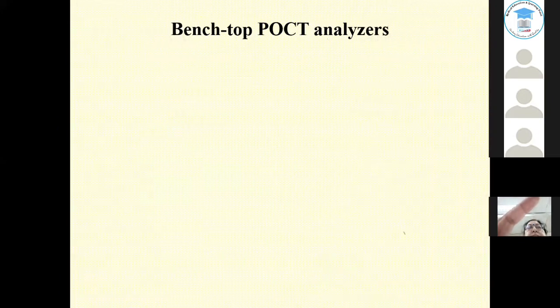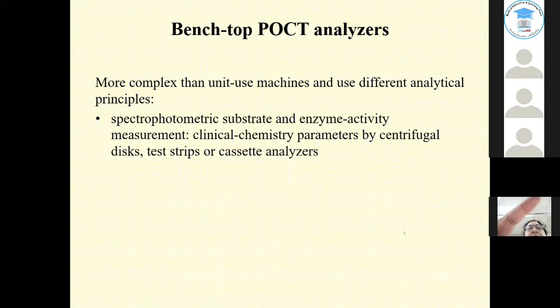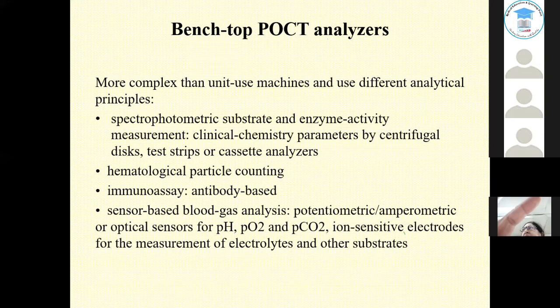Next is the benchtop analyzer. It's more complex than unit-use machines, and they use different analytical principles: spectrophotometric substrate and enzyme activity measurement, particularly for clinical chemistry parameters, particle counting for hematology, immunoassay for antibody-based tests, and sensor-based blood gas analysis by potentiometric or amperometric measurements or by optical sensors for pH, PO2, PCO2, ion-sensitive electrodes for the measurement of electrolytes and other blood gases. And this is the one that we are most commonly using in critical care units, emergencies, cath labs, etc.